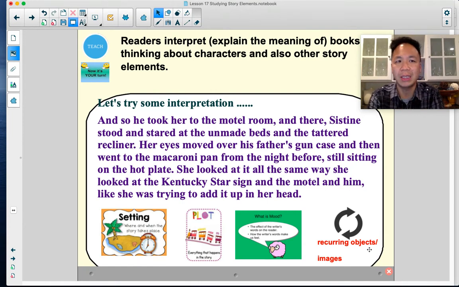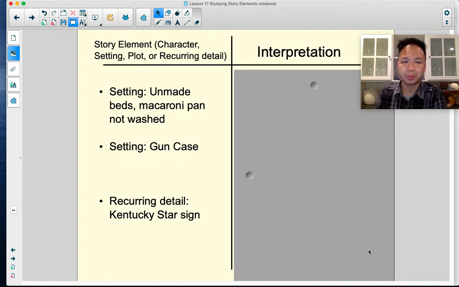So you will see that sometimes authors will make things happen over and over again. And if they do that, they're trying to tell you this is important, so you should look at it and see what makes it so important. So if I think about all those things, I'll take some of them and put them here.